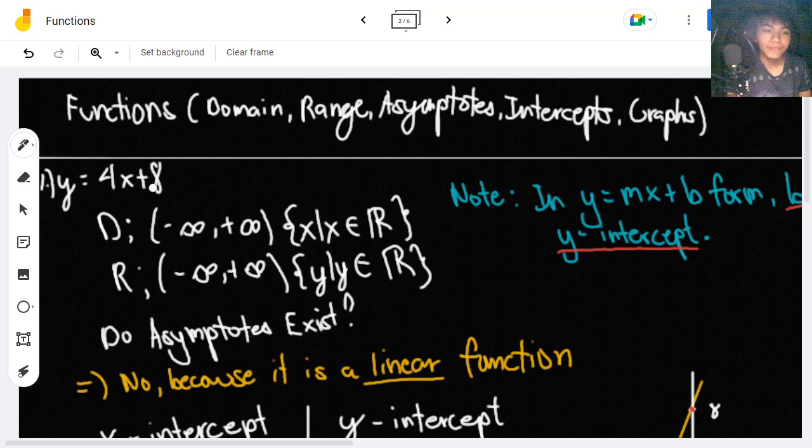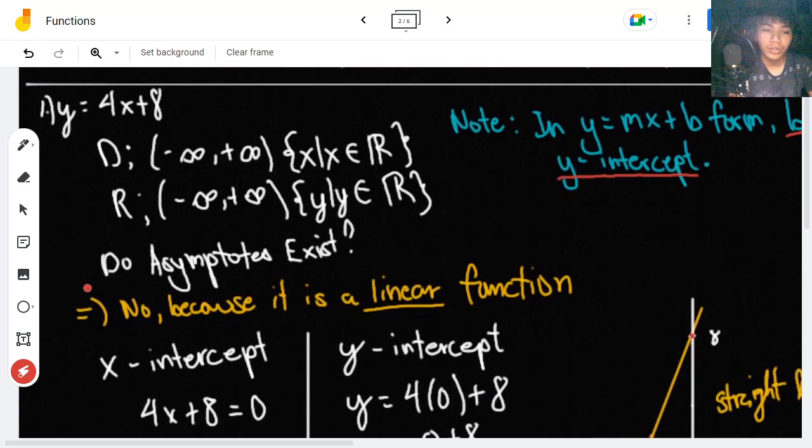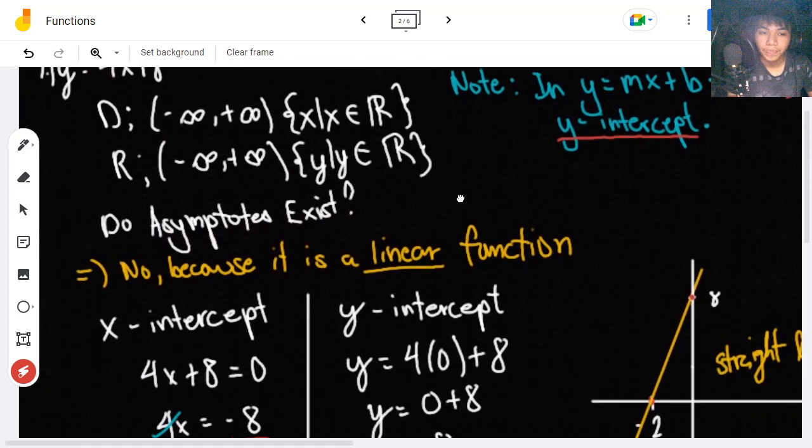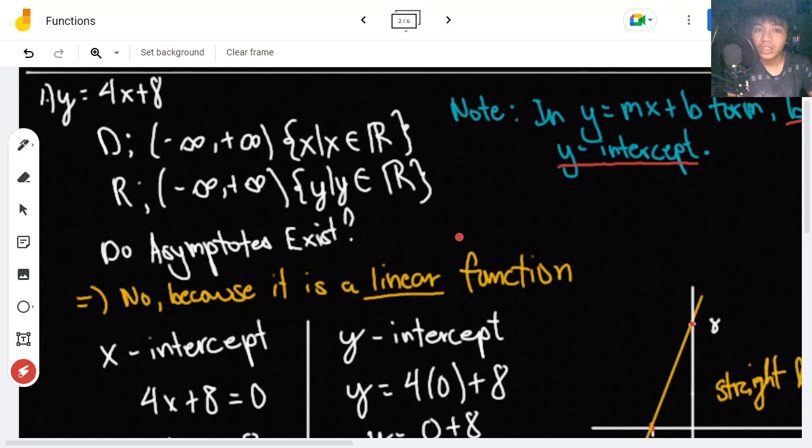Now this is where it gets kind of tricky, since we have the question: do asymptotes exist in this function? We see y equals 4x plus 8 is a linear function, so no. We will see why it doesn't have asymptotes. I will explain what asymptotes are in a bit.